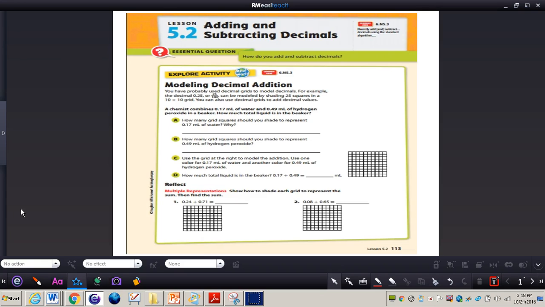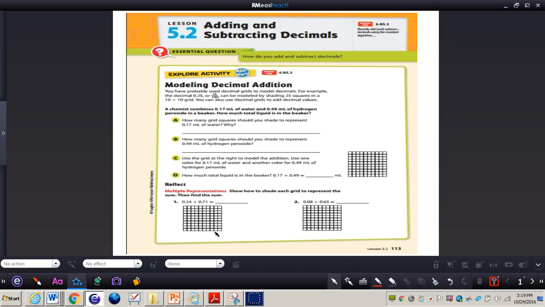So let's take a look at the Explore Real World activity. And first of all, we're going to look at modeling decimal addition. So it says you have probably used decimal grids to model decimals. For example, the decimal 25 hundredths or 25 over 100 can be modeled by shading 25 squares in a 10 by 10 grid. 10 by 10 grid is what you can see below here. You can also use decimal grids to add decimal values as well. So there's a couple things that you probably already knew, but it's good to just refresh your mind on that. So let's take a look at that next section.